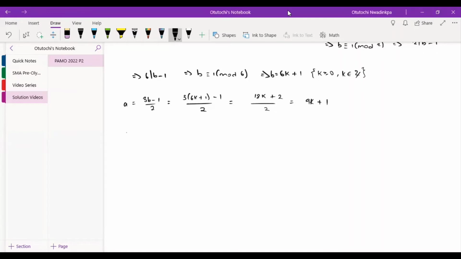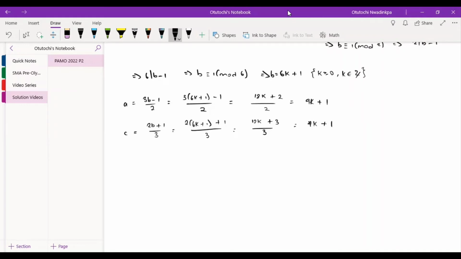Let's go to c. We have c is equal to (2b plus 1) over 3, which is equal to (2 times 6k plus 1) over 3, right? So 2 times 6k is 12k, plus 2 plus 1 is plus 3, over 3, and that will give us 4k plus 1. So this implies that c is equal to 4k plus 1. Now we've got what we wanted. We have eliminated the fractions.